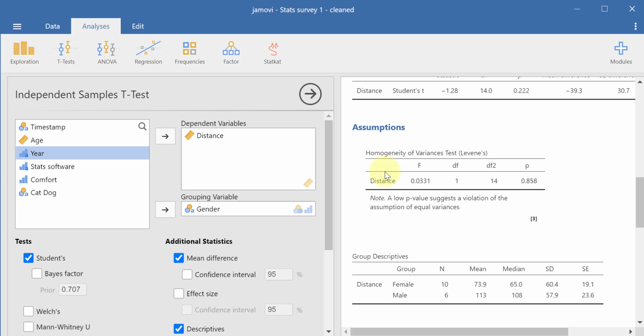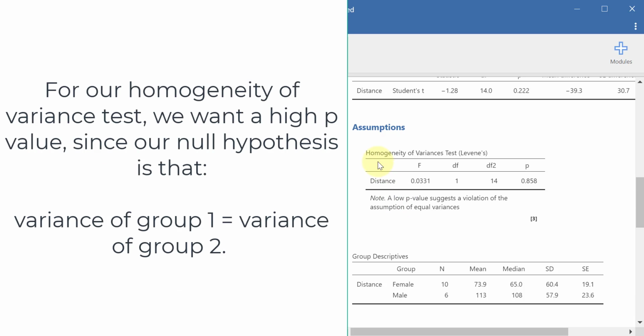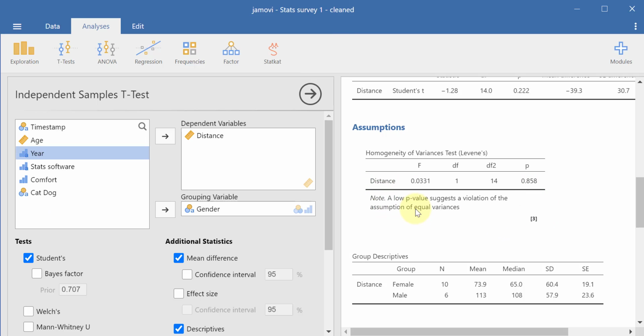So some of the assumptions that we make is that our two groups have the same variance. And in this case, with this homogeneity of variance test, since we have a high p-value, which is actually good, right? We are not rejecting the null, but that's good, because null means that there's no difference. A low p-value, which is not what we have, suggests a violation of the assumption of equal variances. Here, our assumption is met. So we can say that these two variances, so how much they range, are the same.